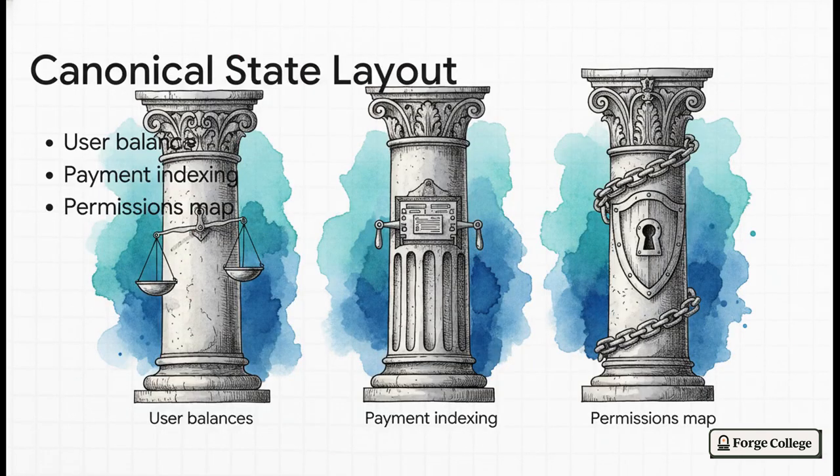So, what exactly is going into this foundation of ours? In our capstone contract, we're building a canonical state layout that relies on three main pillars. First up, we need to track per-user deposit balances. Essentially, we need to know exactly who holds what at any given time. Second, we need a payment indexing scheme to keep a reliable historical record of transactions. And third, a permissions map for privileged actions, which is absolutely crucial for keeping our administrative functions completely secure. These are the three pillars we're going to translate into our Solidity code today.